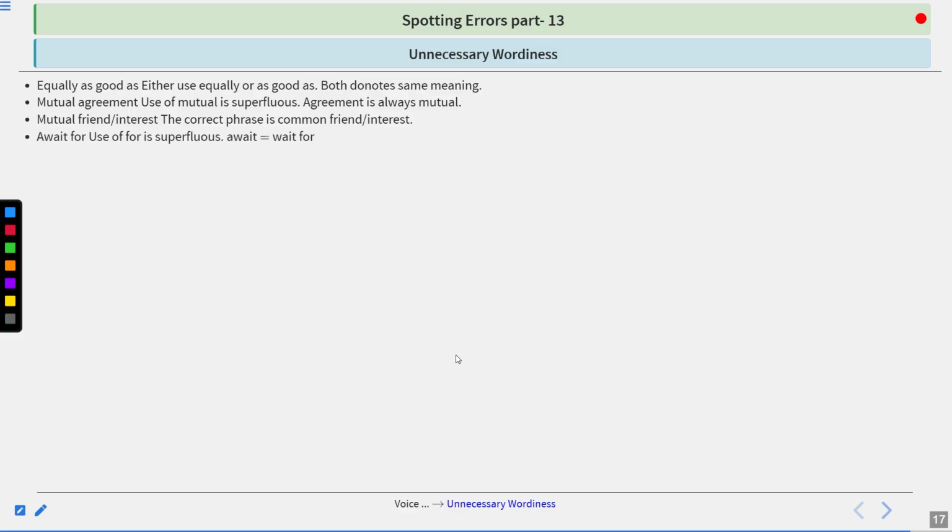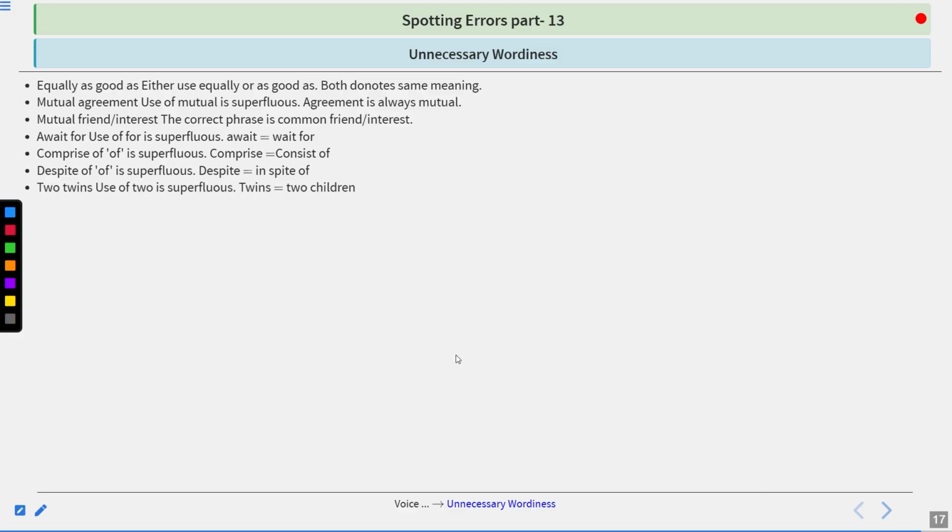Await for. Use of for is superfluous. Await means wait for. Comprise of. Of is superfluous. Comprise means consist of. So use of with consist, not with comprise. Despite of is superfluous. Despite means in spite of. Use in spite of or use despite. Two twins. Use of two is superfluous. Twins means two children, so do not use two with it.